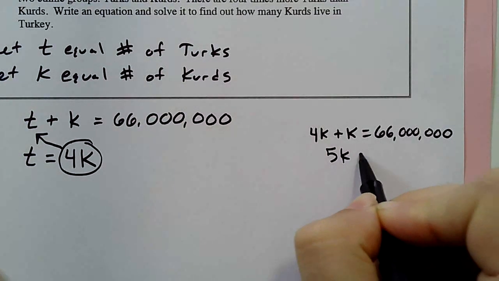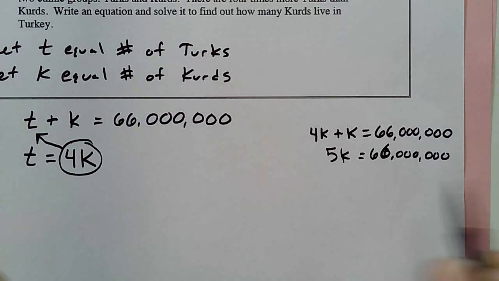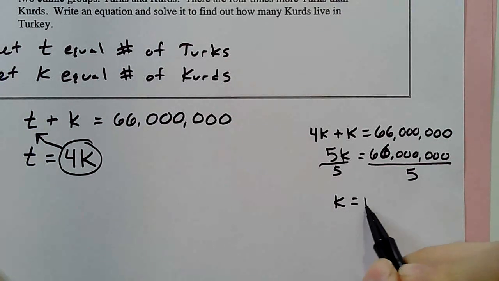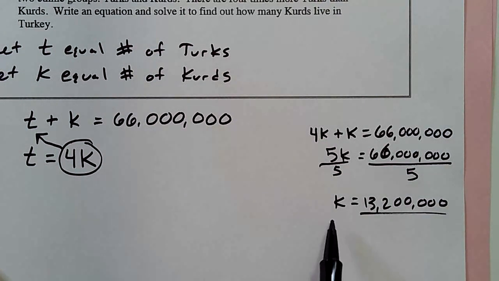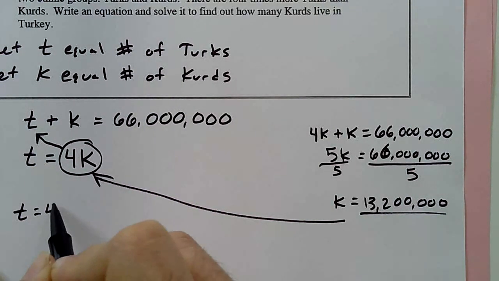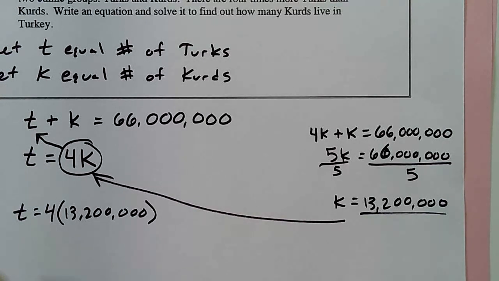That means 5K equals 66 million. I'm going to divide both sides by 5, giving me my number of Kurds, which is 13,200,000. Now to find my Turks, I'm going to take that Kurd number and plug it in for K, giving me the number of Turks is 4 times 13,200,000. And my number of Turks is 52,800,000.